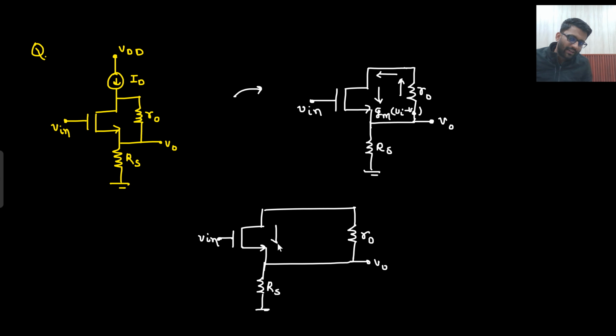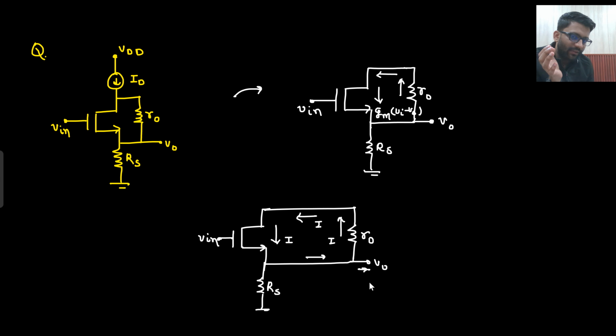So what is the current here? Let's just say the current is I. That is GM times V in minus V naught. The same current has to flow here as well, because this current has no other path. From here to here, I current is flowing, right? Now this I current has to flow here as well. Why is that so? Because this I current does not have any other path.